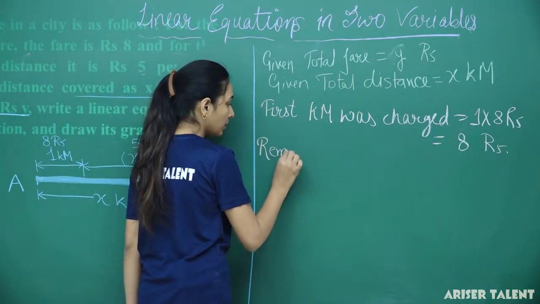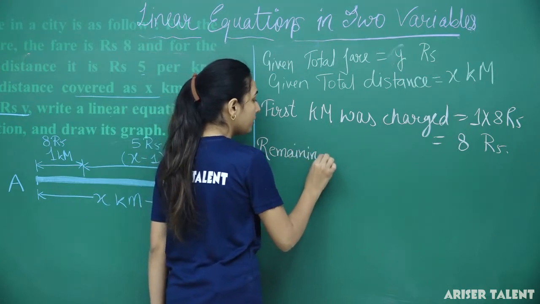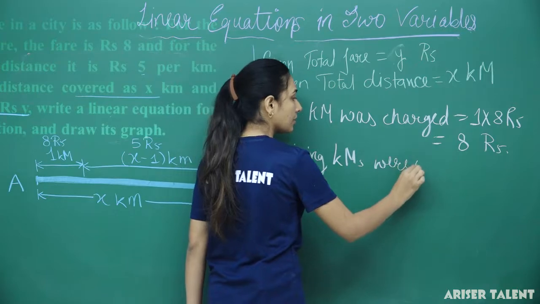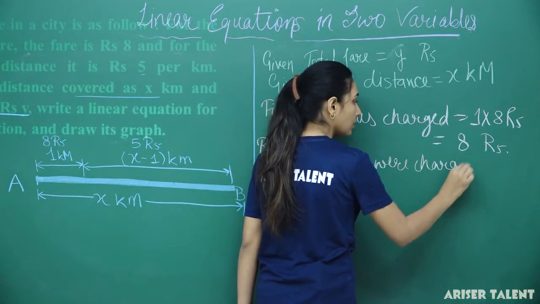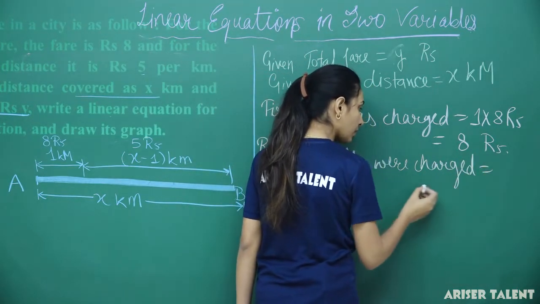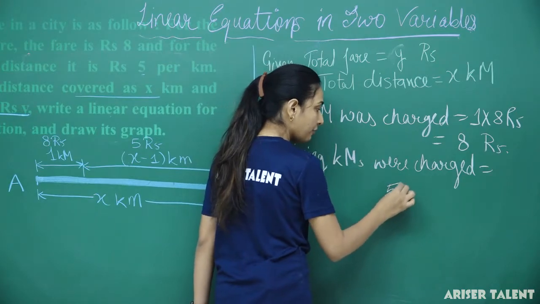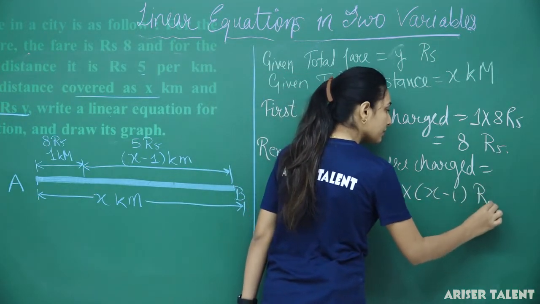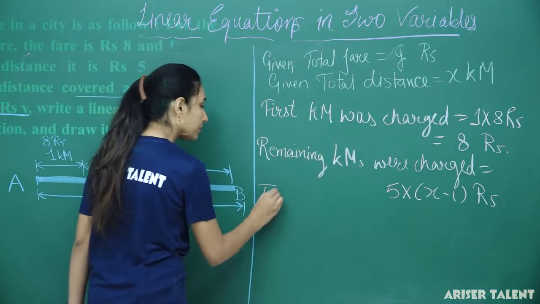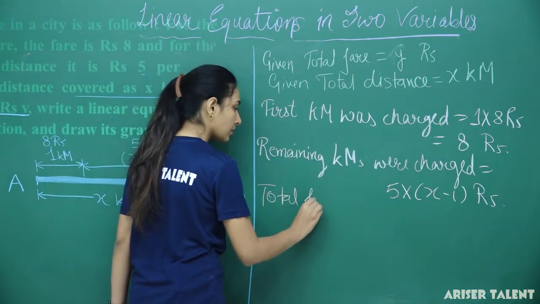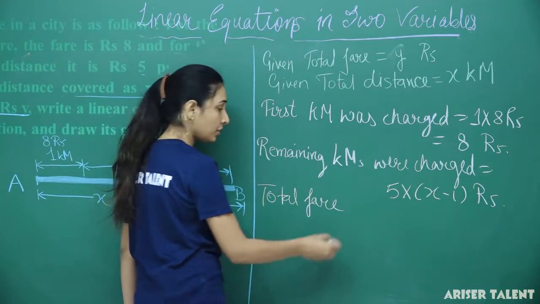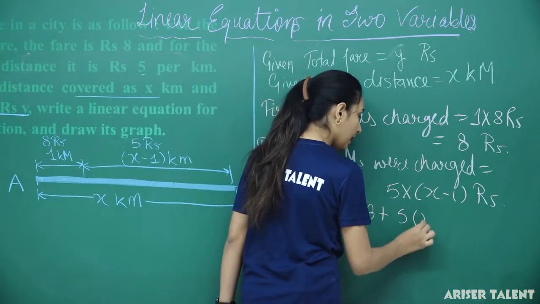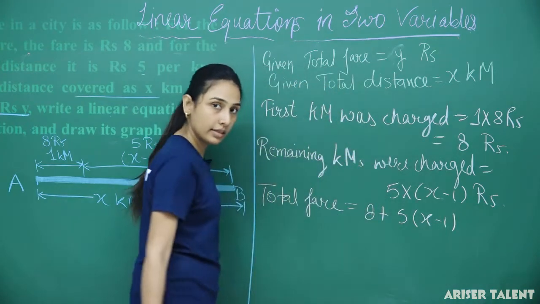Remaining kilometers were charged equals to 5 multiplied by x minus 1 rupees, total fare. So total fare is equals to what? This 8 plus this 5 multiplied by x minus 1, is it?